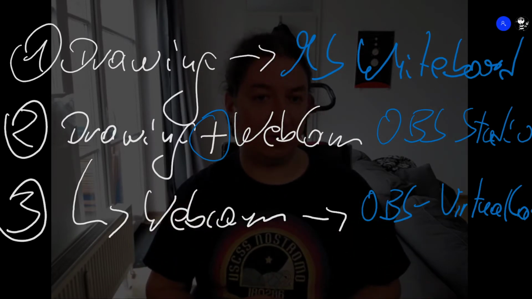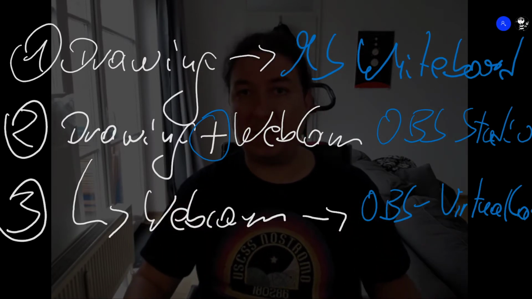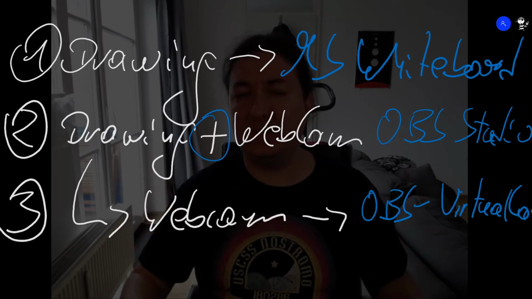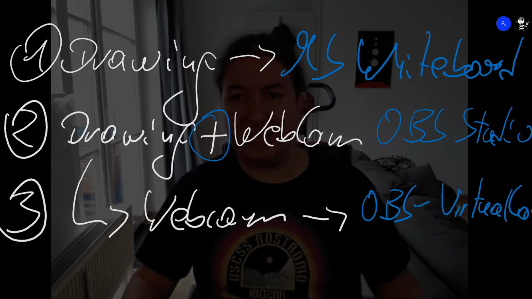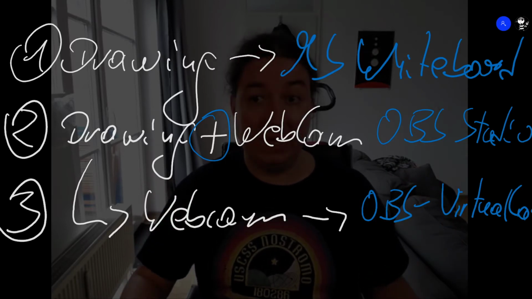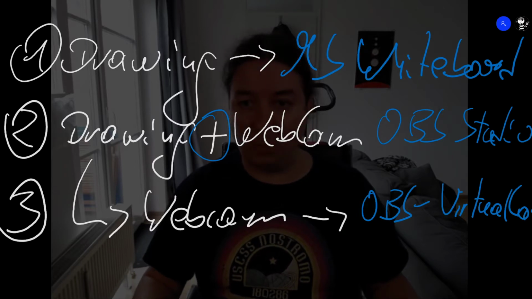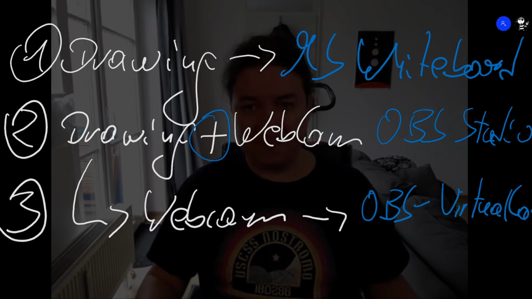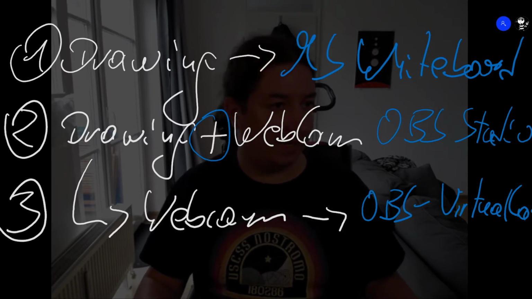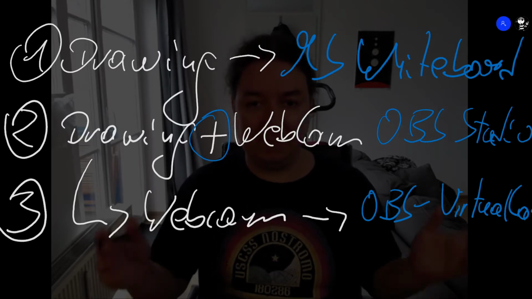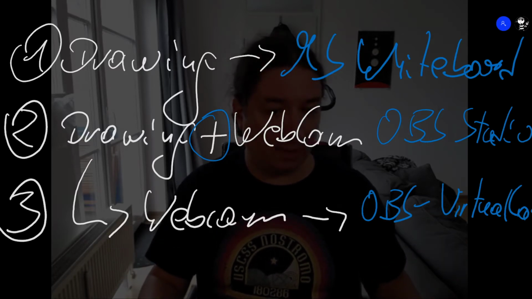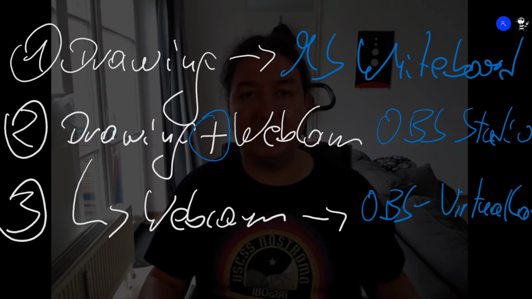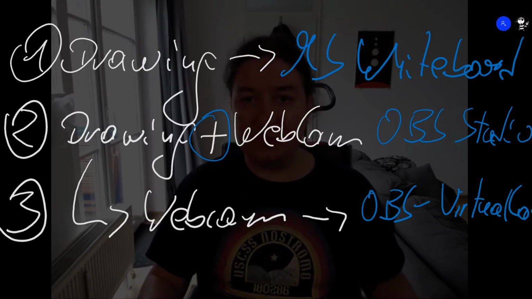So let's talk about drawing and Microsoft Whiteboard first. You can use a variety of sketching applications that work for you. I decided to go for Microsoft Whiteboard for a couple of reasons, actually. The first one is the app works really well. It synchronizes in real time across different devices.